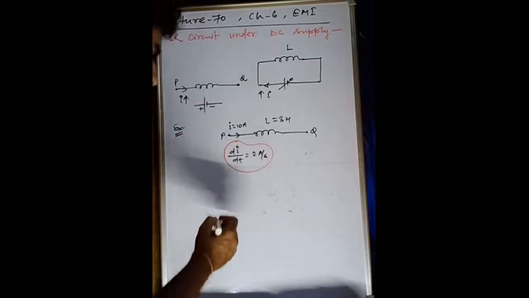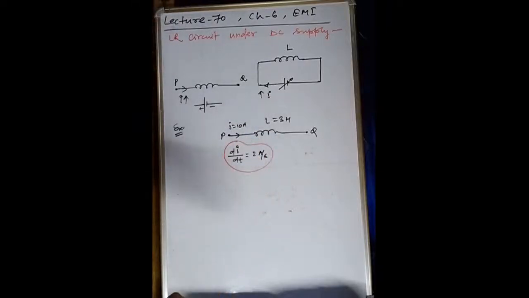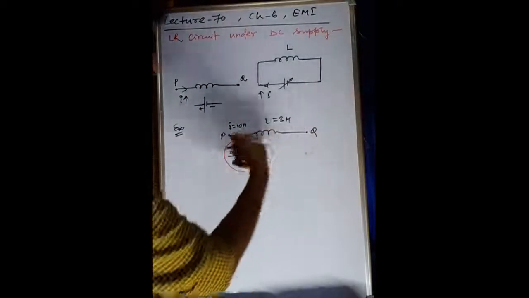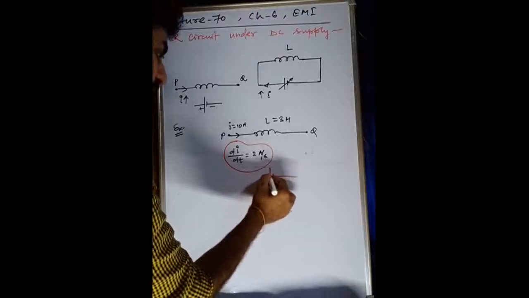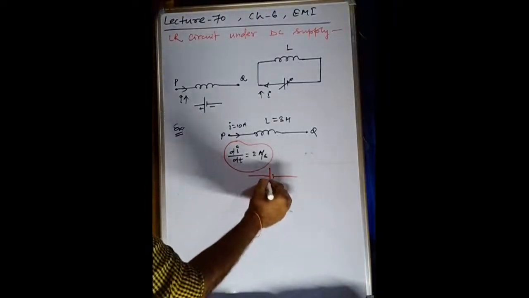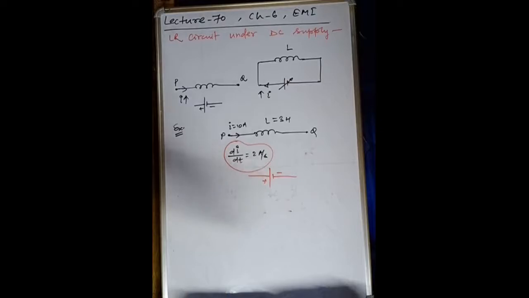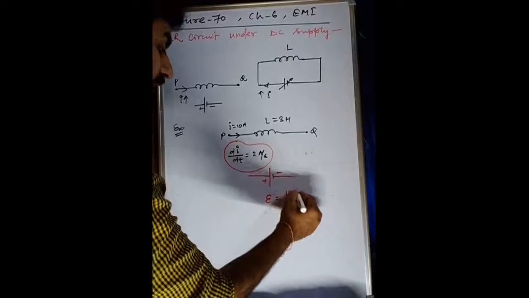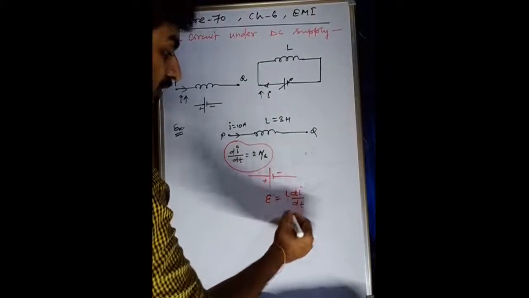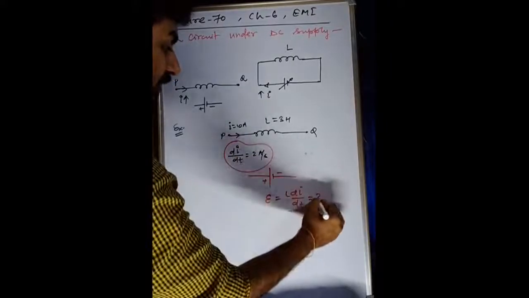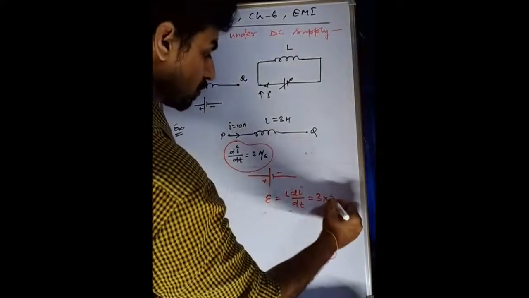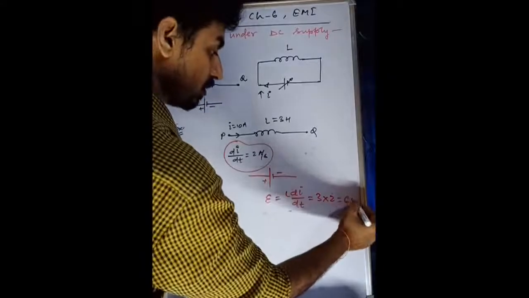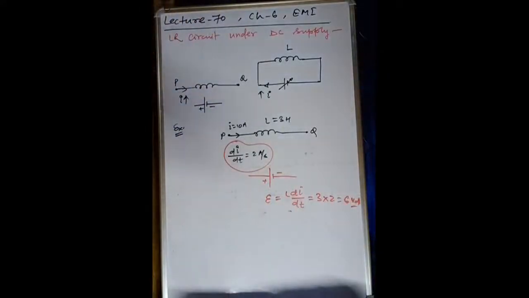Now, here we are going to represent a battery. As the current is increasing, of course, the back EMF will be in this direction. So this will be the cell due to induced EMF, that is the back EMF. Now what will be the value? The value will be L di by dt, very simple. L is given 3, and di by dt is given 2, so it is 6 volt. Answer, this is the 6 volt.